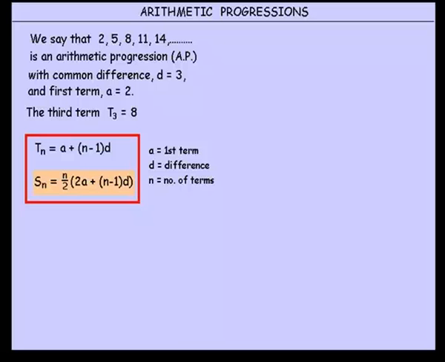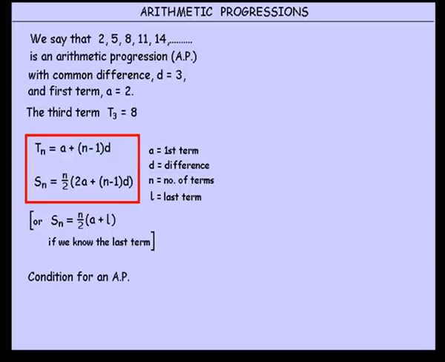Now that sum formula, the sum of n terms, can actually be written a much shorter way. We can write that as Sn equals n on 2 outside of (a plus l), where l is the last term. So if we know the last term, well then we can use that short formula. So we'll just jot up there, l is the last term.